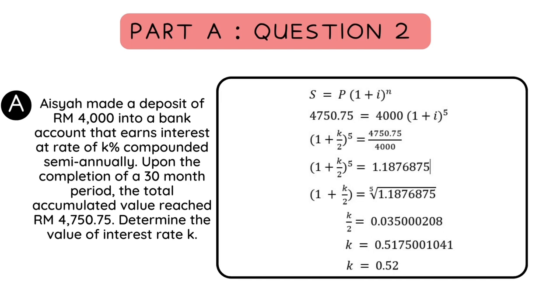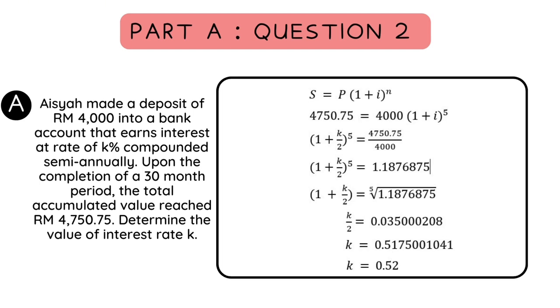My name is Syarif Anwar and I will answer part A question 2. Aisha made a deposit of 4,000 into a bank account that earned interest at a rate of K% compounded semi-annually. Upon the completion of a 30-month period, the total accumulated value reached 4,750.75. Determine the value of interest rate K.